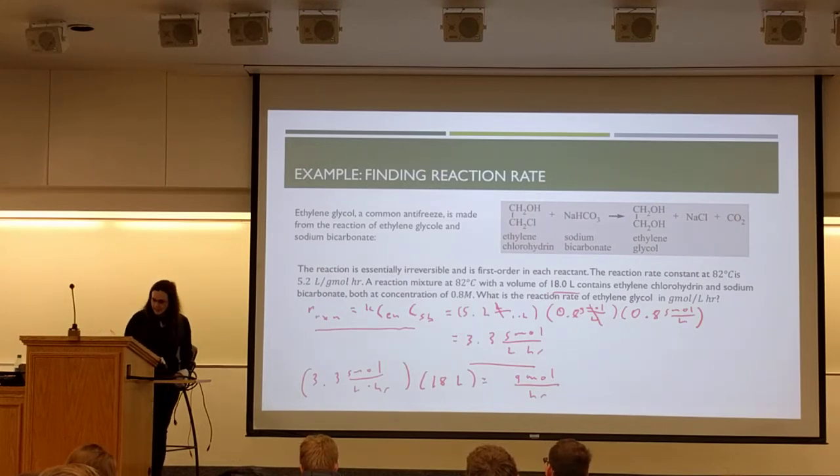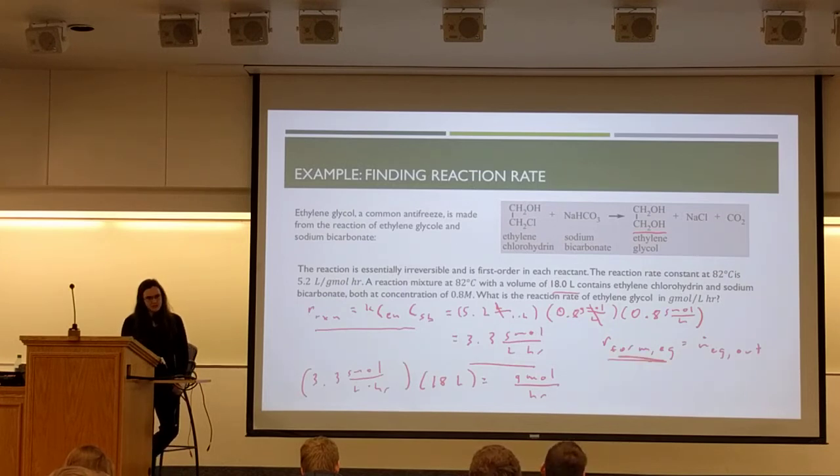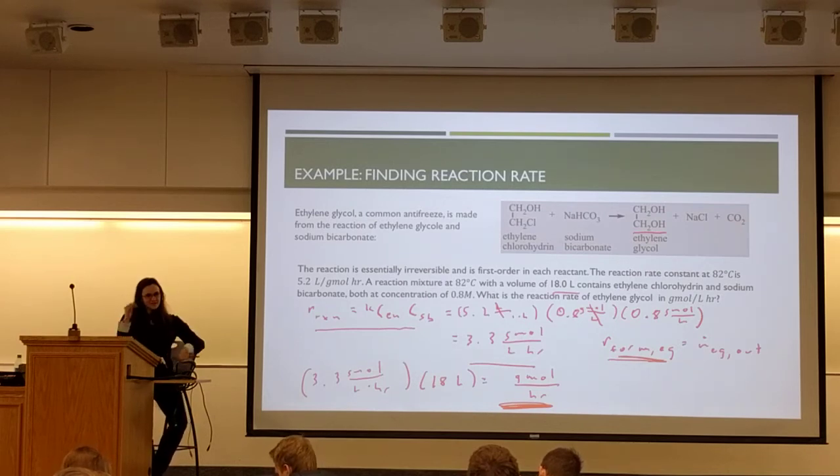And so if we did a mole balance on this, let's say on ethylene glycol, and we assume that nothing's coming in, then the rate of formation of ethylene glycol is equal to n dot ethylene glycol out. And what's that rate of formation? It's just this, whatever that was. Yeah, gram moles per hour. So you can see it's all circling back on itself. It's all coming back around.